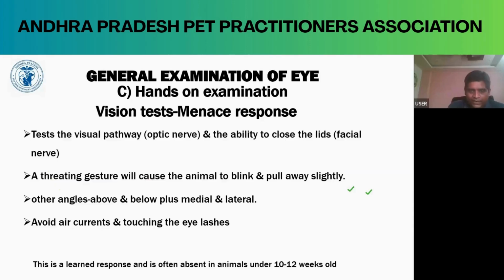Why this is required: in some conditions the opacities may be present on the medial side or the lateral side, or pigmentary keratitis may block the entire medial side, lateral side, upper side or lower side. To avoid false negatives, we have to do the threatening response from the medial, lateral, as well as up and down. It should not produce air currents, and it should not touch the eyelashes. The menace response is absent in animals less than 10 to 12 weeks old.